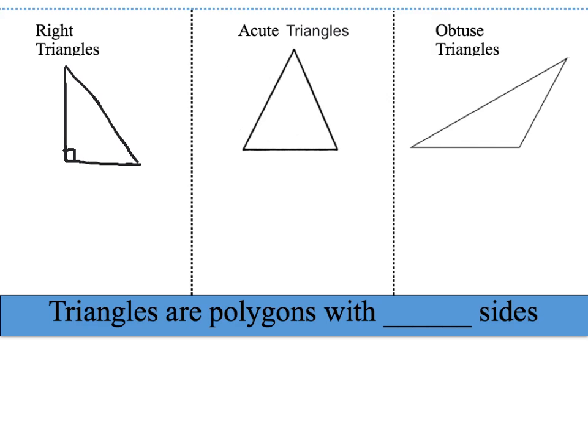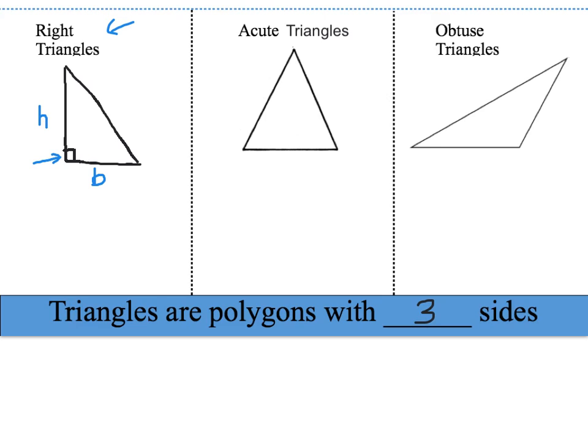So let's go ahead and talk about three different types of triangles. And by the way, triangles are polygons with three sides. The first triangle is a right triangle. And a right triangle is known because it has a 90-degree box at the corner. So whenever we have a right triangle, they're giving us a base and a height.